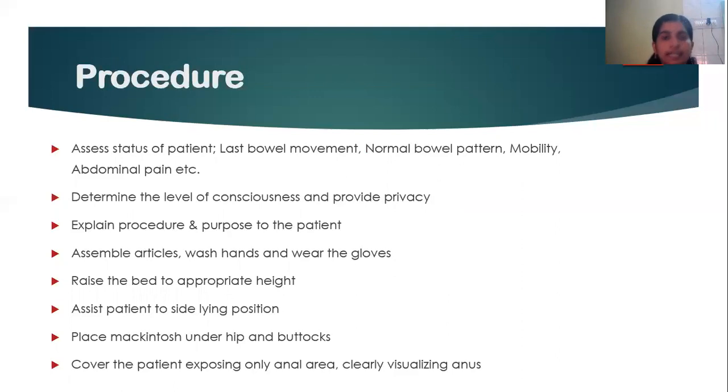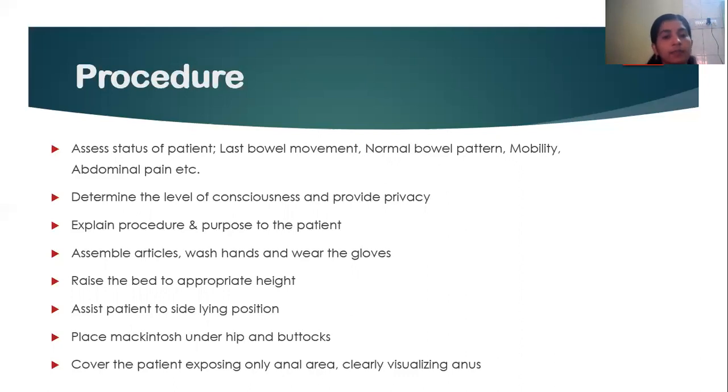The first step is to assess the patient. For all procedures, first assess the patient's condition, last bowel movement, normal bowel pattern, mobility, abdominal pain, everything related to this condition, and confirm with the patient and record it. Determine the level of consciousness and provide privacy. Very important. Explain the procedure and its purpose to the patient. Then only will they provide sufficient cooperation with us.